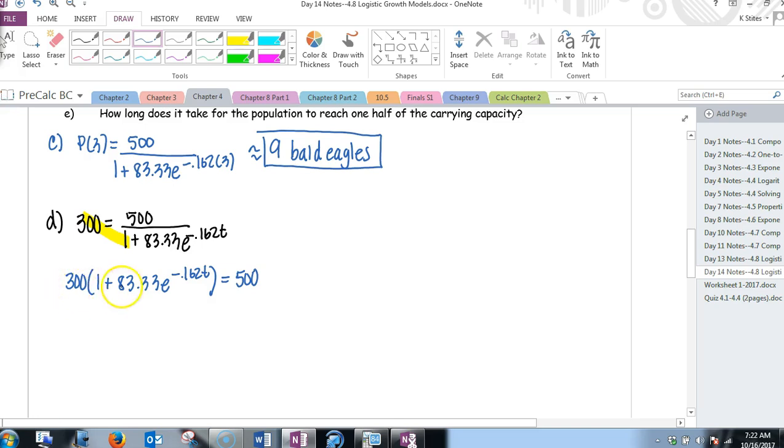What I'm actually going to do now is divide by 300. So really what I just did was the numerator and the denominator switched places on the two sides of the equation. I mean, if you want to distribute, you can. It's just going to give you more work. So 500 divided by 300 is 5/3. Okay. Subtract 1 on both sides. 5/3 minus 1 is 2/3. And then we're going to divide by 83.33.